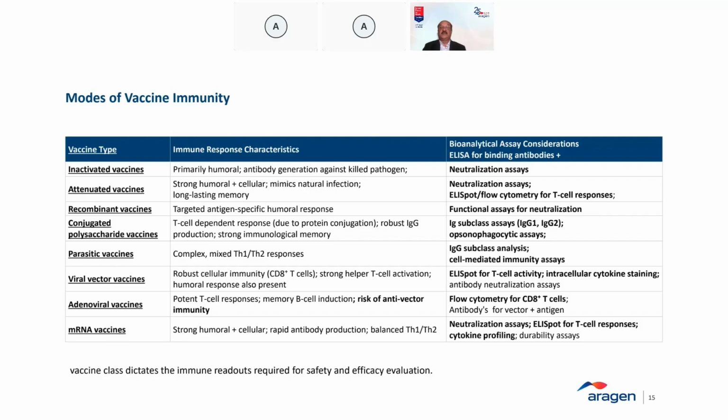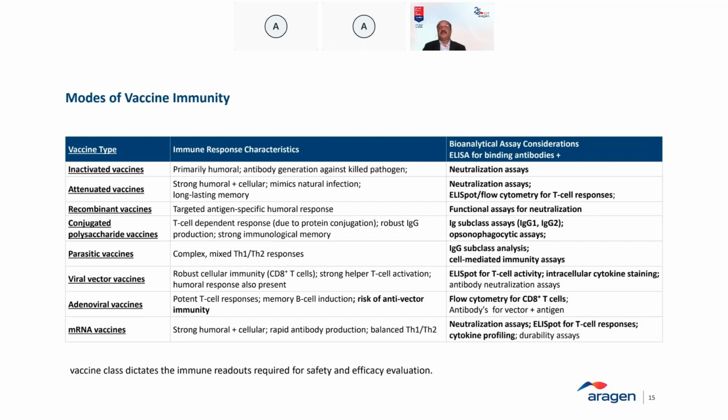Parasitic vaccines, I'm going to show you a case study in a while. They are complex. There, the antibodies cannot enter inside the host cell which harbors the parasite. Hence, cell-mediated immunity becomes critical, and we have specialized assays for cell-mediated immunity. Viral vectors give you a robust cellular response, a strong T cell activation, and humoral response. So again, here we do ELISpot for T cell activation. We look at intracellular cytokines as well as antibody neutralizing assays.